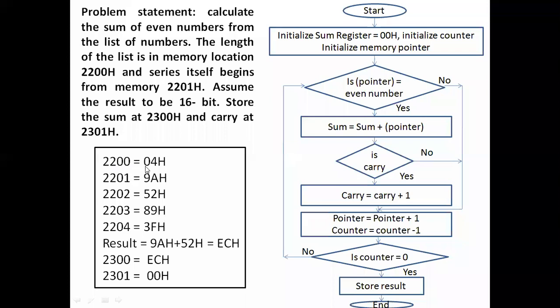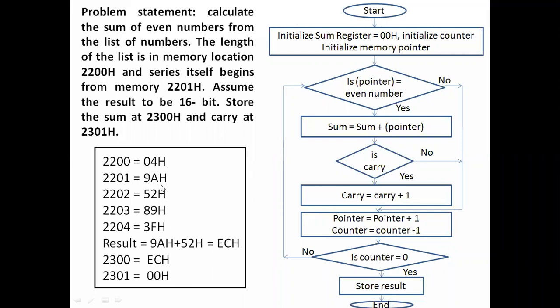Now at 2200, there are 4 numbers, so 2200 is loaded with 4. The first number is available at 2201, which is 9A. The next number is at 2202, and in these locations we have 52, 89, and 3F. Out of these 4 numbers, 2 are even numbers, and these 2 numbers are added together to get the result EC. This EC will be stored at 2300, and no carry is generated, so the carry bit remains 0.